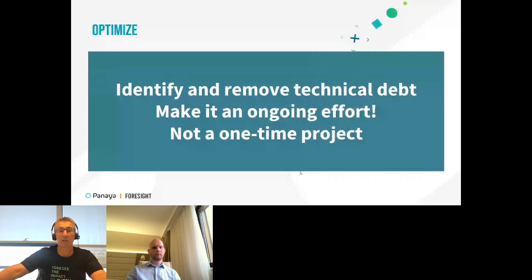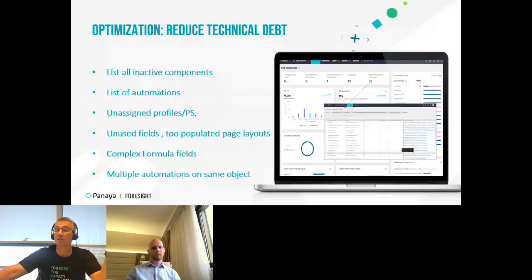If you have many automations on the same object, if you have very complex formula fields, you know that formula fields today are something that can actually hit the Salesforce limits, right? So this is something that I would suggest for you guys just to look into, and you have tools today to understand exactly if you have complex formula fields in your org.